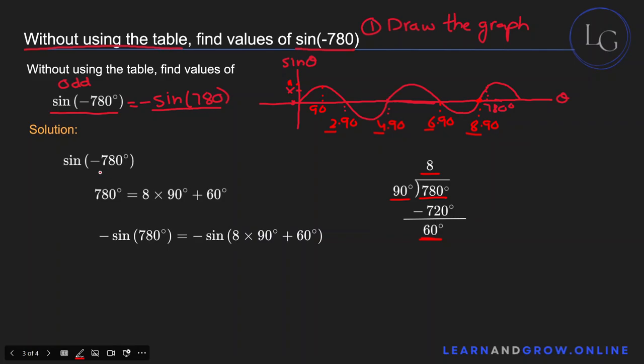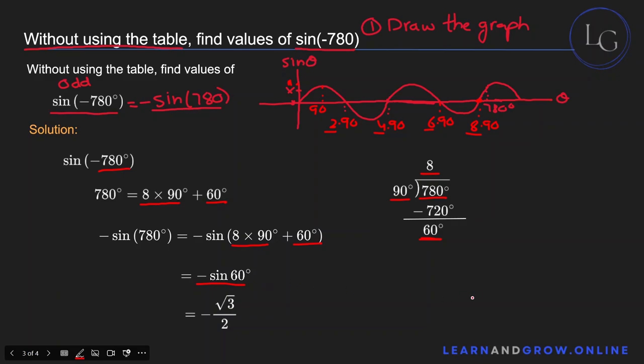So here's what you do. You replace the 780 with 8 times 90 plus 60. Now 8 times 90 is an even multiple of 90 degrees, which means that this entire thing becomes 0, and you move on from that point by 60 degrees, right? So sine 780 is basically just equal to sine 60. So negative sine 780 is equal to negative sine 60. And as we all know, that is equal to negative root 3 by 2, because sine 60 is equal to root 3 by 2.